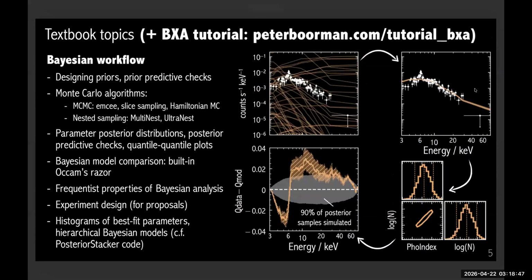Now, in terms of the actual tutorial itself, it's more or less focused around this idea of a Bayesian workflow, right? And so it covers the typical ordering for a Bayesian workflow. In reality, this is actually more of a closed loop, but it kind of starts by designing priors, right? And what that actually means.